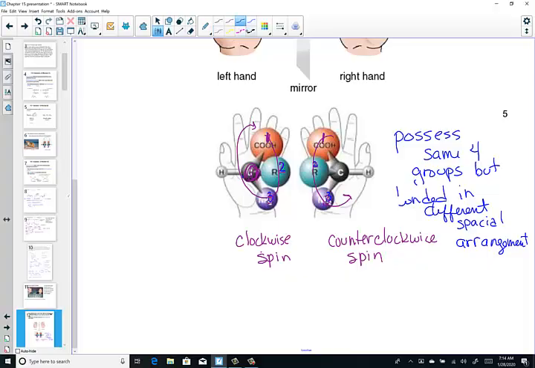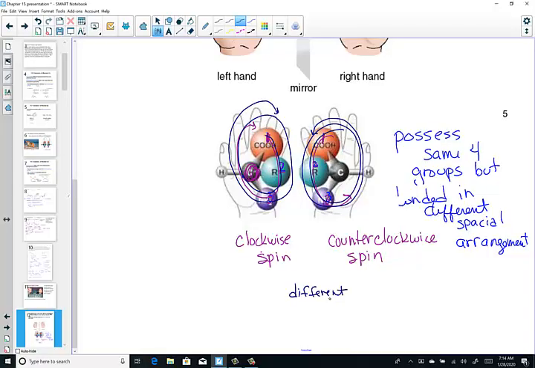Now, when I spin, I just connect the numbers. If I'm going in this direction, that's the order of a clock, a clockwise spin. If I'm going in this direction, that's the counterclockwise spin. Therefore, I now know these molecules are different. They are not the same molecule because their attachments are spinning in opposite directions.